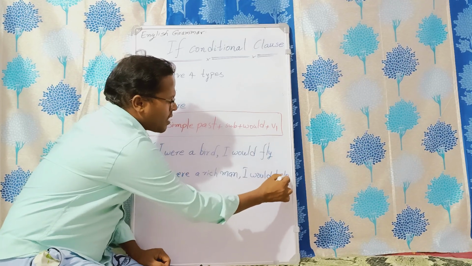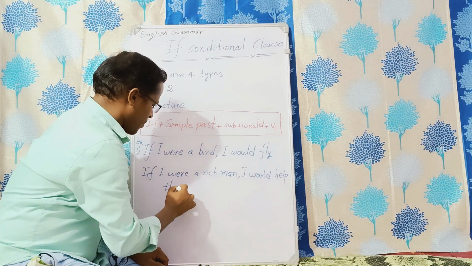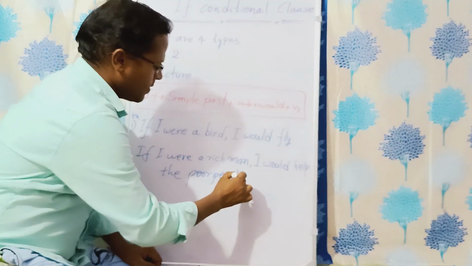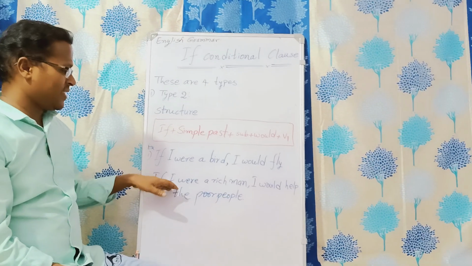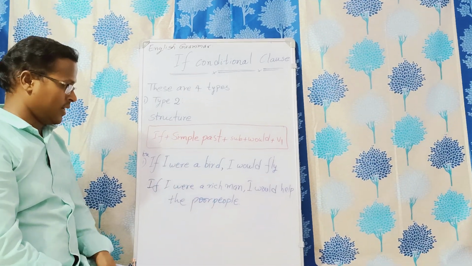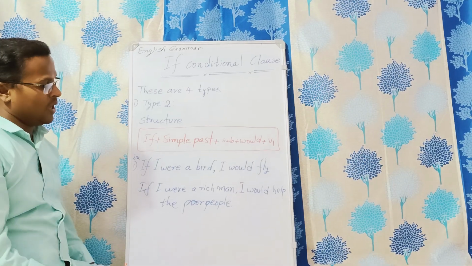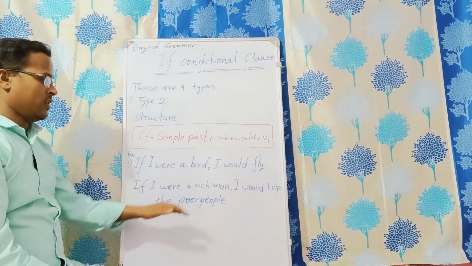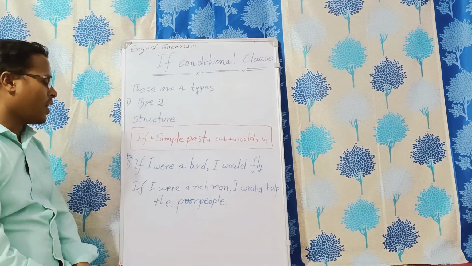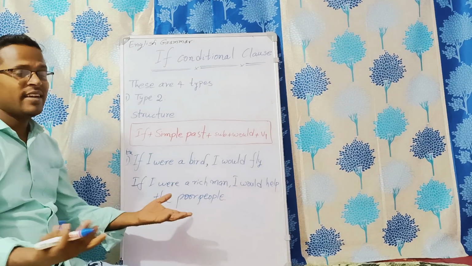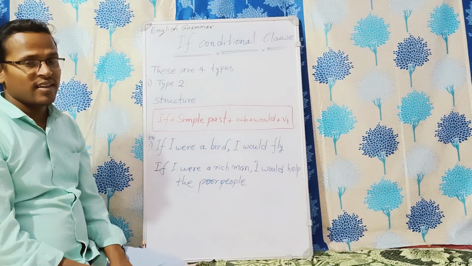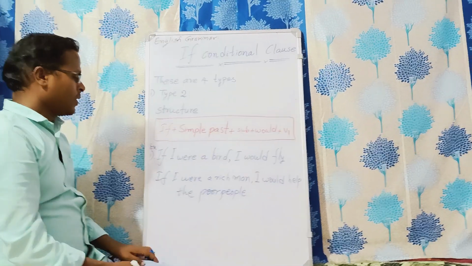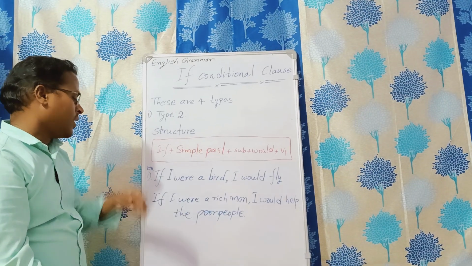I would help the poor people. See, this is another example. Here also the speaker is not a rich man, but he is imagining, and he wanted to help the poor people. But it didn't occur. It doesn't occur because the speaker is not the rich man. Got it? So this is what if clause.